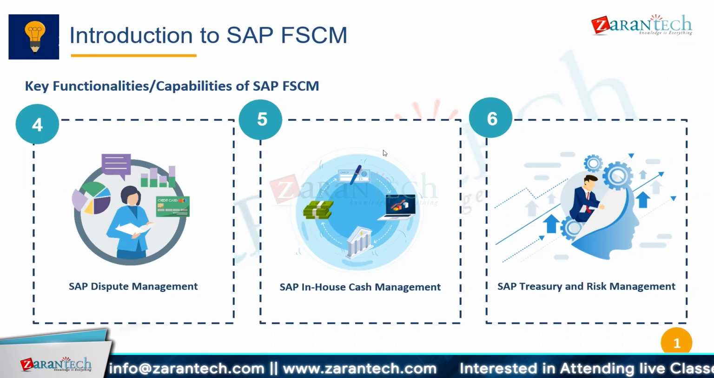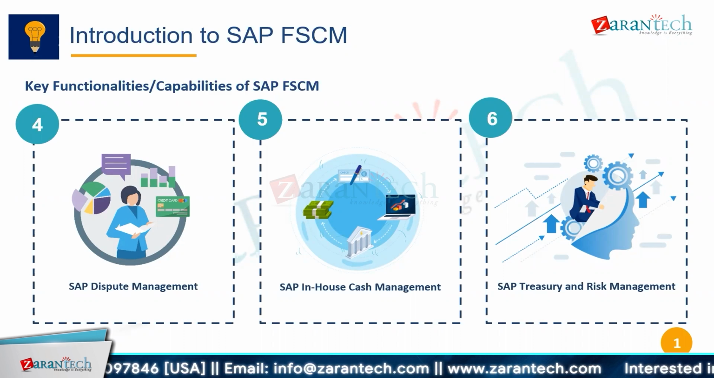If management decide to do the banking only with one bank and a centralized bank of banking, then you can implement this in-house cash, which will help you to optimize your banking operation. Then we have the Treasury and Risk Management module, wherein we manage the overall investment and borrowings. So investment and borrowing, you can take any kind of investment product, like maybe fixed deposit, maybe investment in securities, bonds.